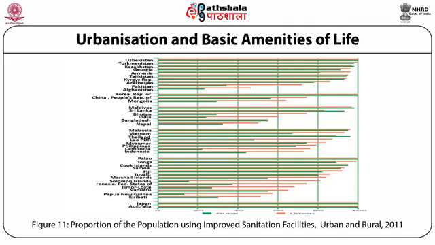Figure 11 shows that the countries which have shown improvement in sanitation facilities have shown greater improvement in urban areas. Out of Asian economies, 27 are reported to have improved their sanitation facilities in the 1990s and 30 economies further improved in the 2000s.